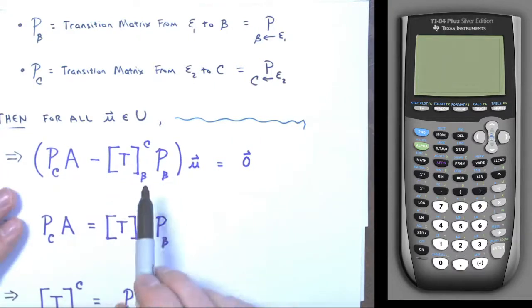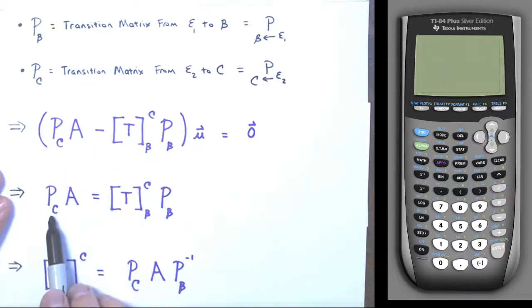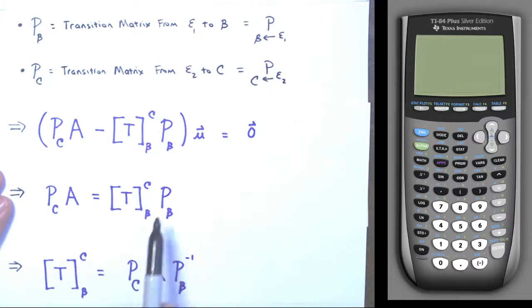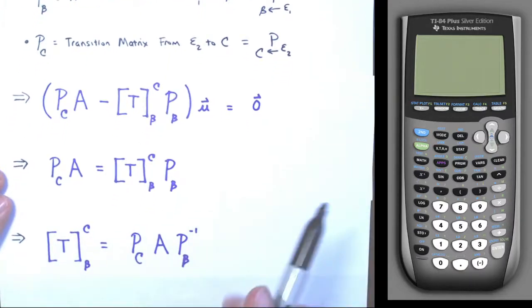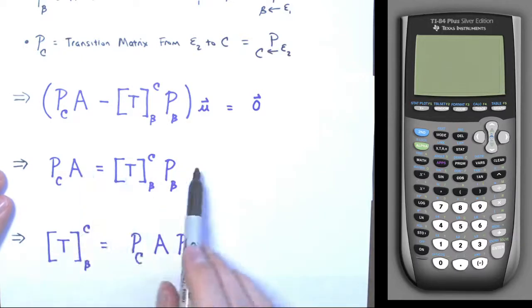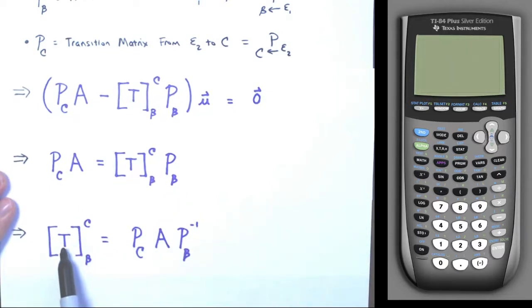So this P sub C times A minus T sub BC times P sub B must be the zero matrix. And then I add this back to both sides, so these products must be equal. P sub C times A must be equivalent to T sub BC, the T with respect to B and C, times P sub B. And then if I want to solve for this matrix representation with respect to B and C, I multiply on the right of both sides by P sub B inverse. So we have the matrix representation of T with respect to B and C equals P sub C times A times P sub B inverse.